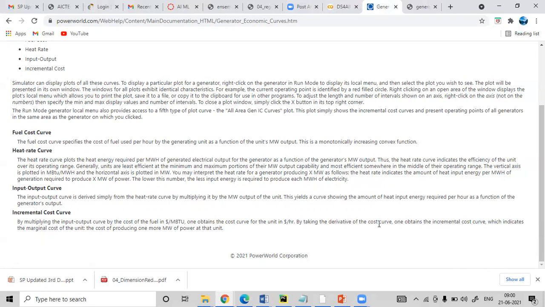By taking the derivative of the cost curve, one obtains the incremental cost curve, which indicates the marginal cost of the units, the cost of producing 1 more megawatt of incremental power at that unit. Okay, let us see the PPT.